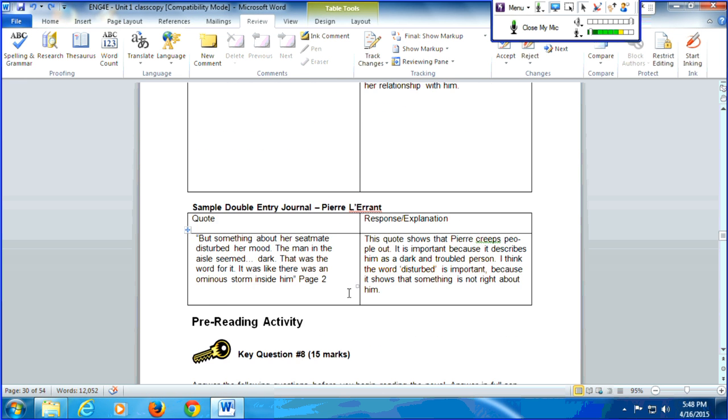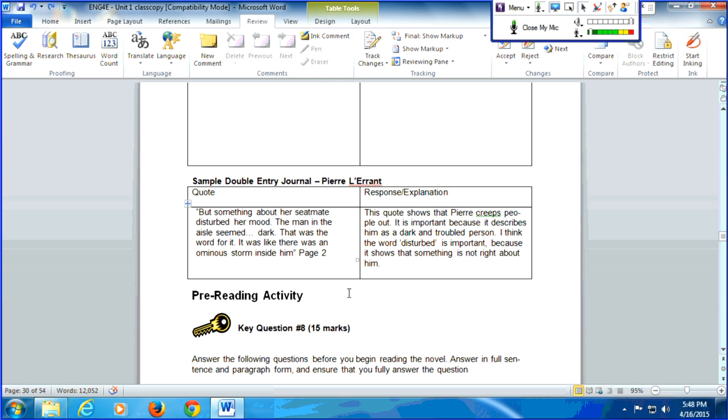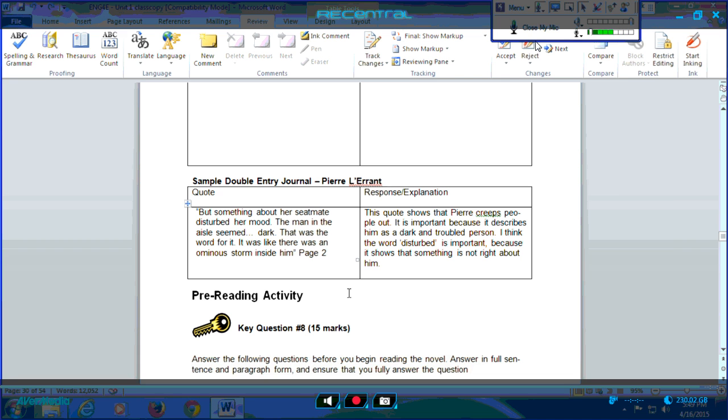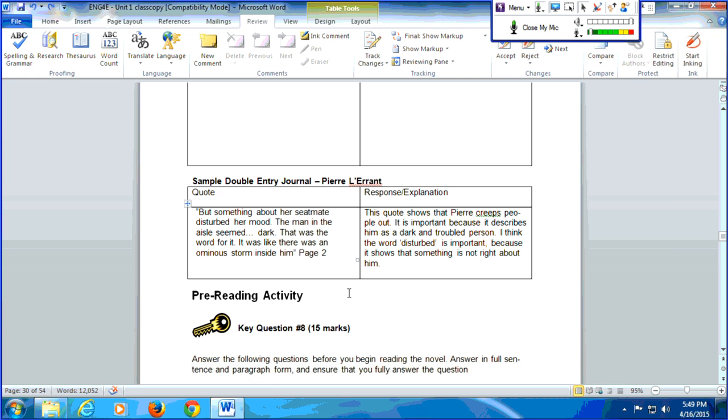And another entry here is for Pierre Laird, who's our antagonist, or the person she's fighting against. So the quote is, "Something about her seatmate disturbed her mood. The man in the aisle seemed dark. That was the word for it. It's like there's this ominous storm inside him." Well, this quote shows that Pierre creeps people out. It's important because it describes him as a dark and troubled person. I think the word disturbed is important because it shows something is not right about him.